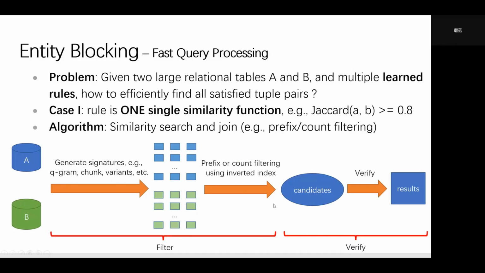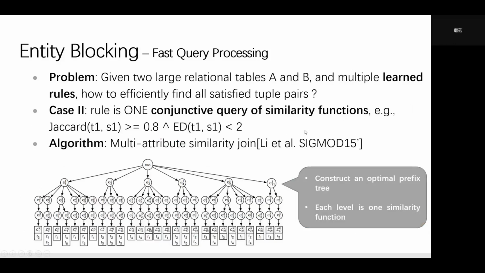And then we adopt the Cartesian product in each bucket of the inverted index and verify these pairs using the similarity function. The second case is that the rule is one conjunctive query of several functions, such as a rule that contains two similarity functions in this example. So we can use multi-attribute similarity join methods, which is the method in SIGMOD 15. The highlight idea is to construct an optimal prefix tree, where each level is one similarity function, and each node represents a signature. So if two tuples satisfy a rule, they should be placed in at least one bucket.